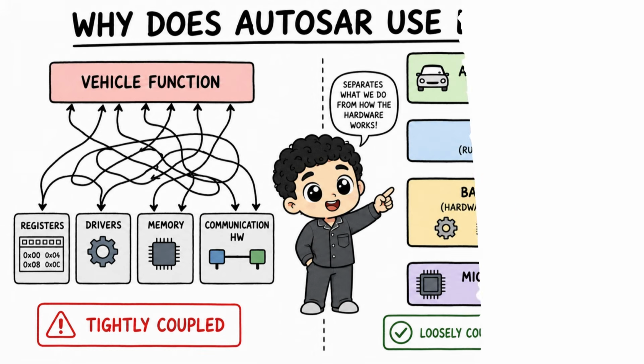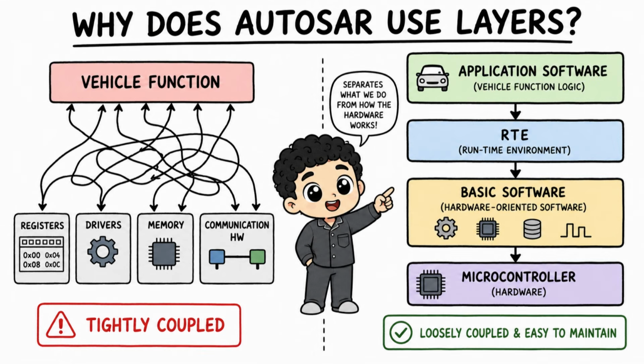Imagine two ECUs that perform the same vehicle function, but they use different microcontrollers, different peripheral layouts, and different hardware drivers. If the application code had to know every register, every driver, every memory device, and every communication controller, moving or reusing that function would become painful. AUTOSAR Classic is designed to reduce that coupling. Its layered architecture separates what the vehicle function wants to do from how the ECU hardware actually makes it happen.